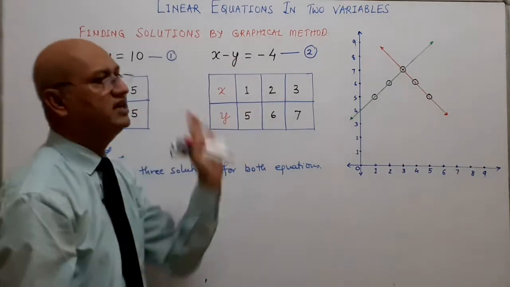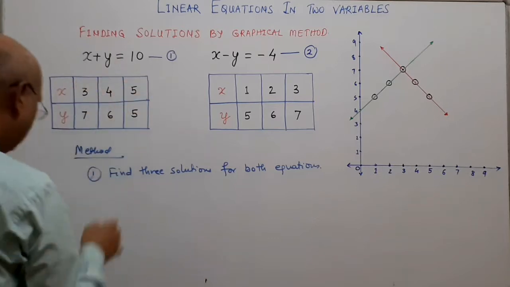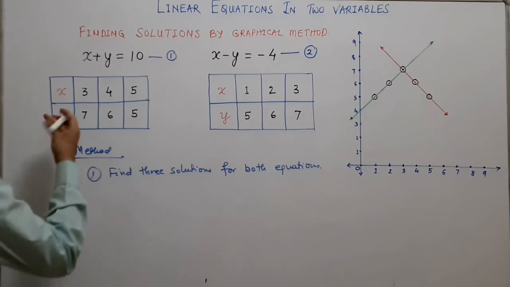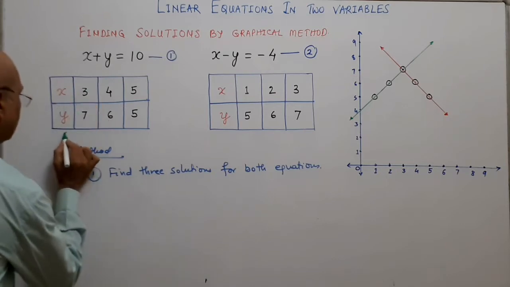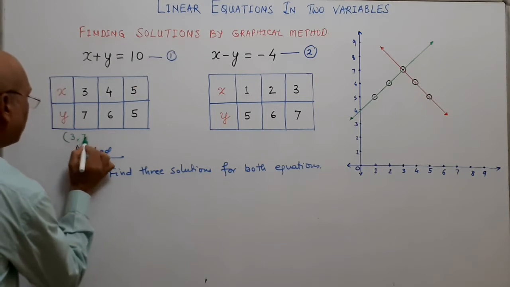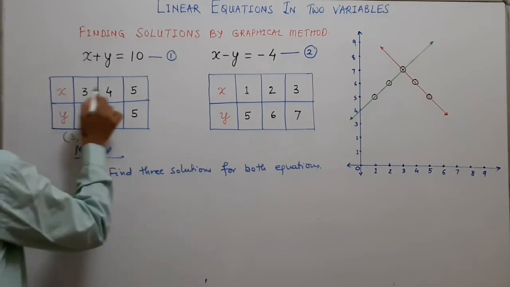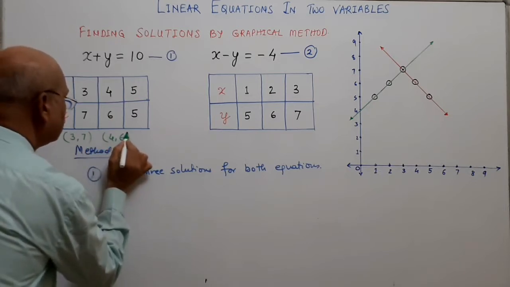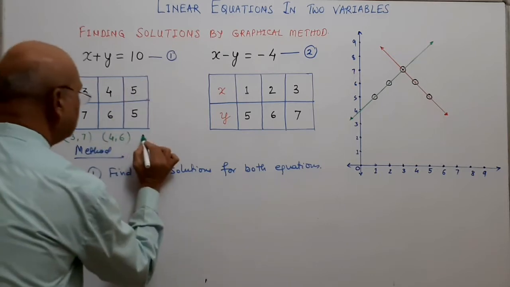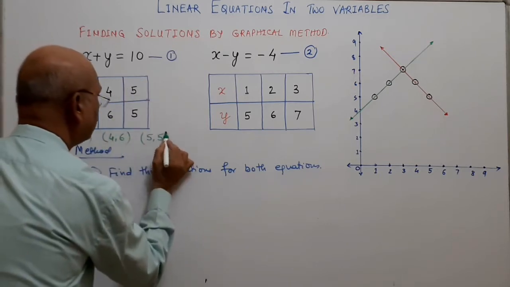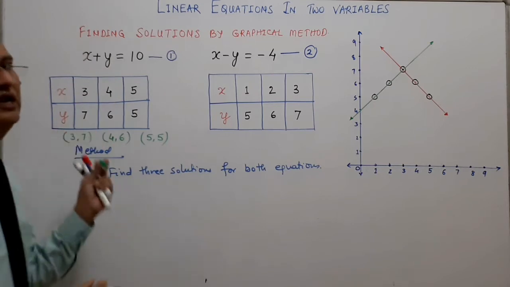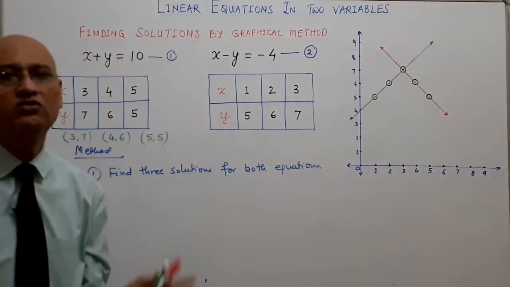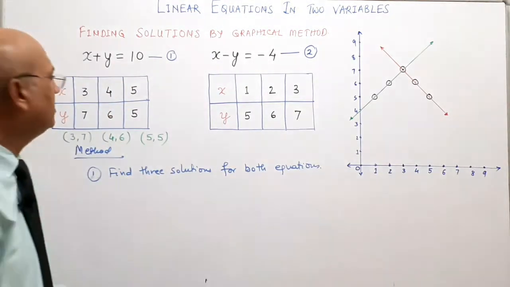First equation is this and second equation is this. Now after finding this in a table, how to write the solution? x is 3, so y is equal to 7, so I can write (3, 7). This is the first solution. If x is equal to 4, y will be 6, so (4, 6) is the second solution. Third is (5, 5). I hope you understood how I am writing these solutions. With this table we can write them, but you have to show the working of how you got this table, which we have already discussed in the previous video.